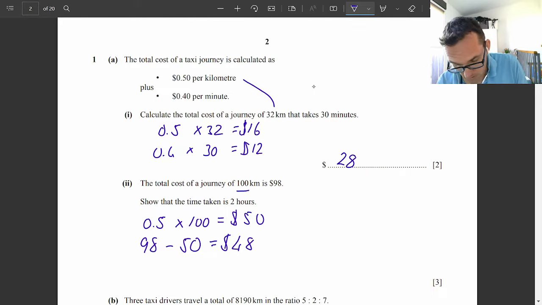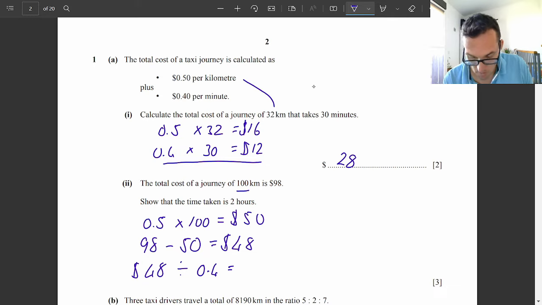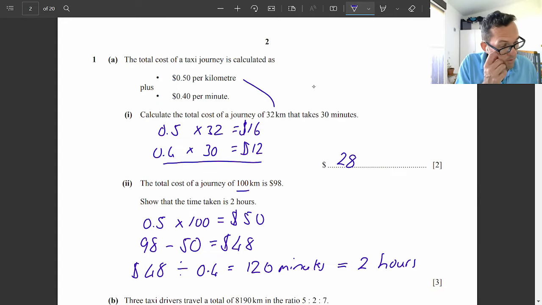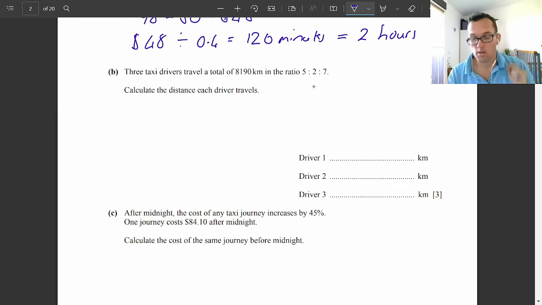So we need to do the previous calculation backwards, which means it's $48 divided by 0.4, which will give us, of course, 120 minutes. Then just show 120 minutes equals 2 hours. Okay, all working out is shown. That is very important.